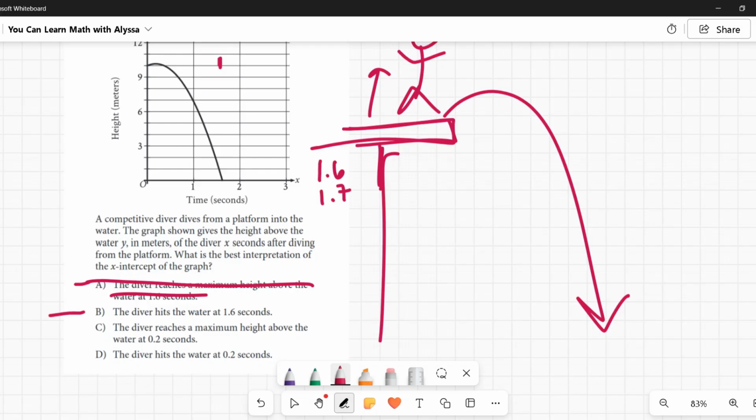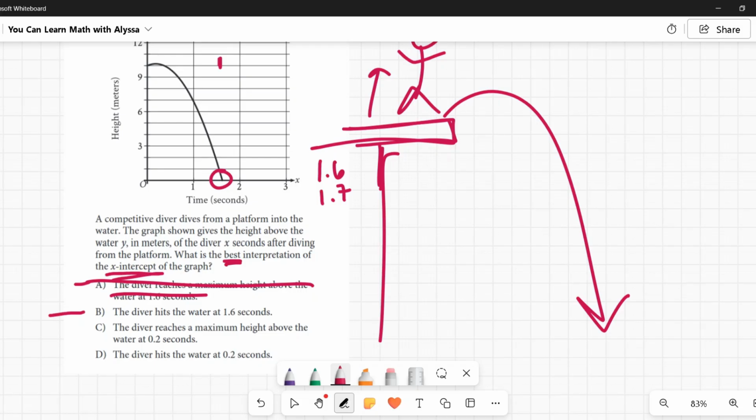C, the diver reaches a maximum height above the water at 0.2 seconds. Now here's where they're being tricky. It does look like he reaches a maximum height above the water at about 0.2 seconds. This on its own appears to be a correct statement, but did this ask for which of these is correct? No. It said what is the best interpretation of the x-intercept, that point. That's the only point we're concerned with. And that word best is why I look at all 4 options. There might be 2 that are possible, but one's better. So C is out, even though it is a true statement, because it's not what they asked.